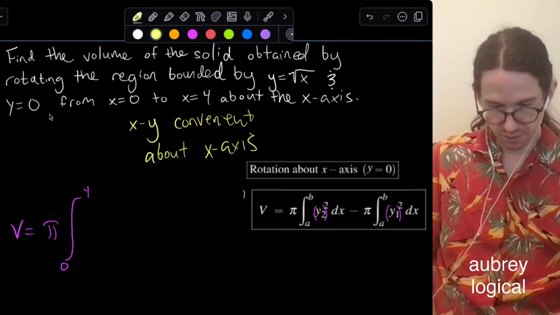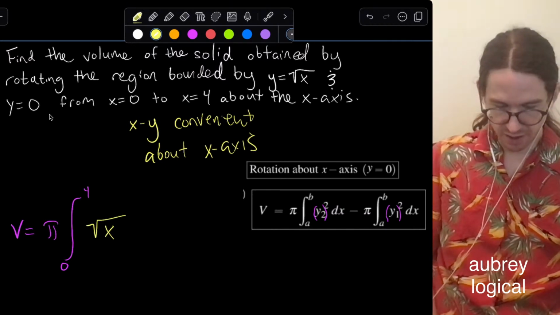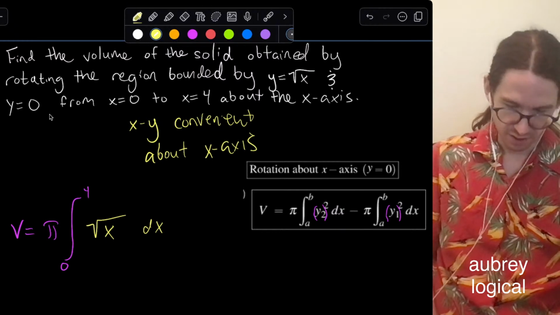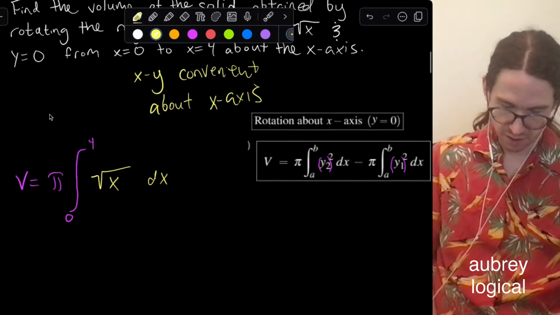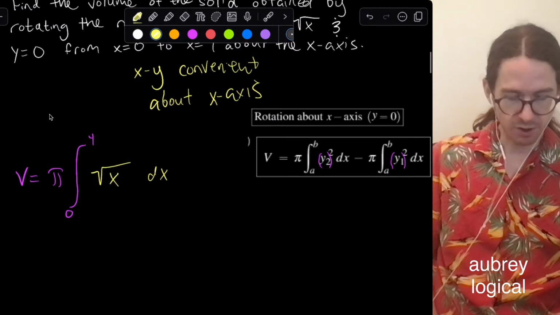So, root x dx. And I think that's it. But we'll check our work when we're done here.